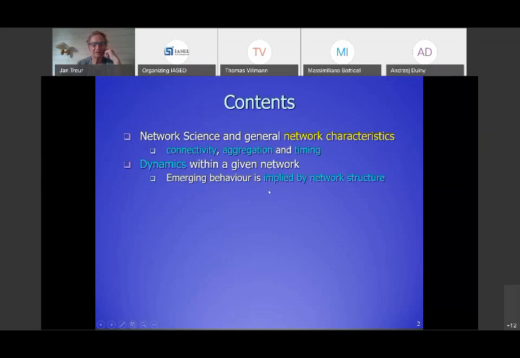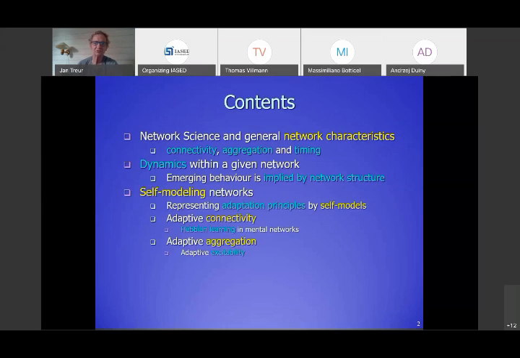And then we can look at dynamics within a given network. So then you have behavior of the nodes of the network, while the network structure stays the same. But you can also look at networks that change themselves. And usually then it becomes a bit more complicated because you need kind of algorithms for how you change the network. So then you extend beyond the network context.